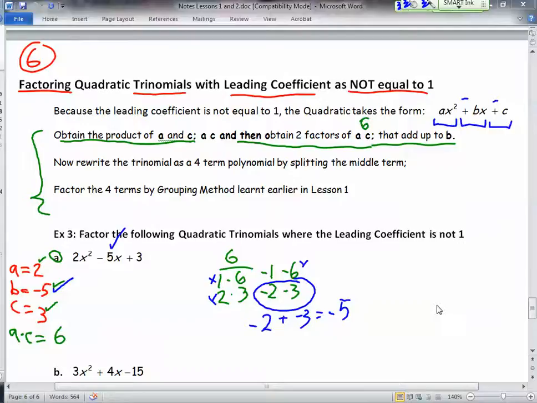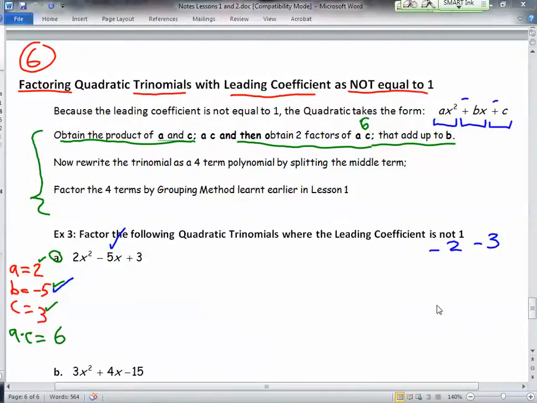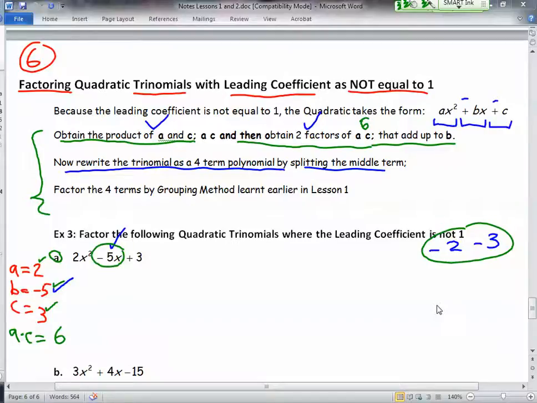So now that I have negative 2 and negative 3 as my factors, I'm going to put those off to the side here real quick, and I'm going to erase this part so I have some more space in here. So we've obtained the product of A and C. We have found the 2 factors of A times C that add up to B, and now we're going to rewrite the trinomial as a 4-term polynomial by splitting the middle term. So since I have my 2 factors that I figured out over here, I'm going to split this center term into those 2 terms right there.